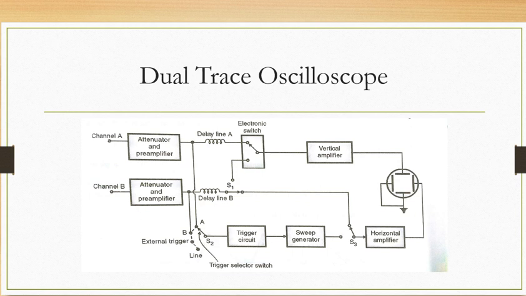But what about the single trace oscilloscope? You have to keep one thing in your mind, that whatever we have studied earlier about the CRO was a basic CRO, which is also called a single trace oscilloscope. Okay, so keep this in your mind. Whatever we have discussed earlier, that is basic CRO, can also be called a single trace oscilloscope.